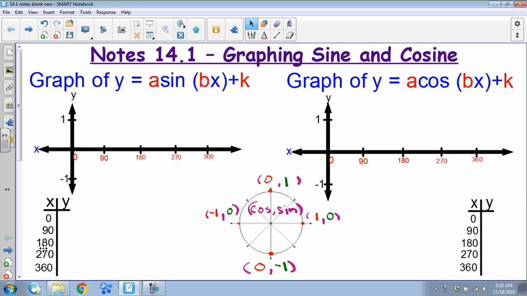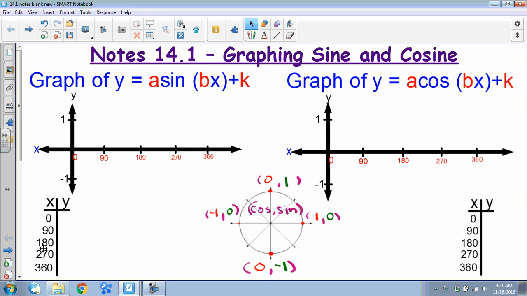Define where these graphs come from. We learned about the unit circle, and how at 0 degrees the coordinate is (1, 0). At 90 degrees it's (0, 1). At 180 it's (-1, 0). And at 270 it's (0, -1), and then back to 360. If you continue going around, those values just keep repeating over and over again.